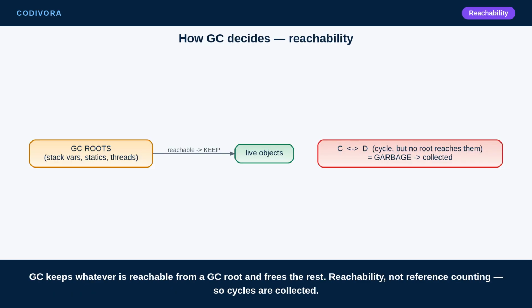How does it know what's garbage? Reachability. It starts from the GC roots, live stack variables, statics, running threads, and traces every reference. Whatever it can reach is kept. Whatever it can't is garbage and gets freed. Crucially, it's reachability, not reference counting. So two objects that only point at each other, a cycle, are still collected if no root reaches them.